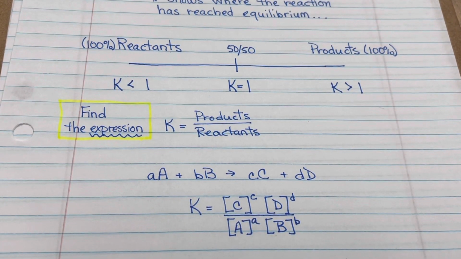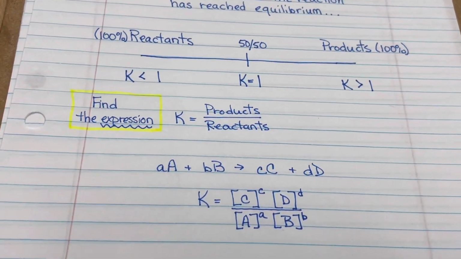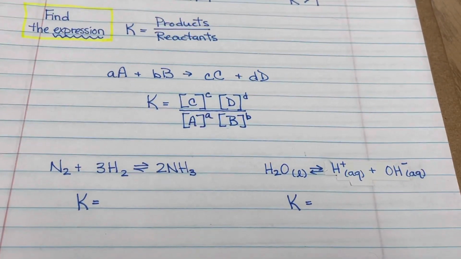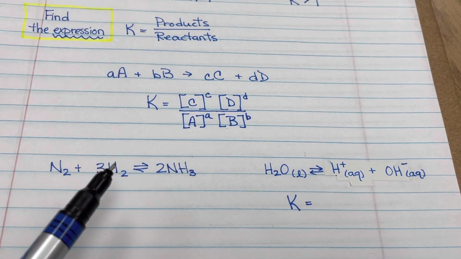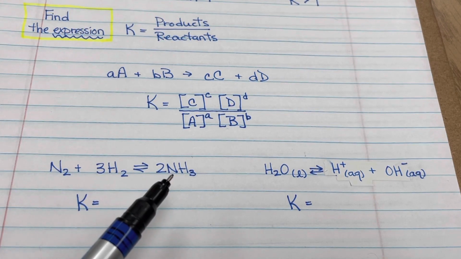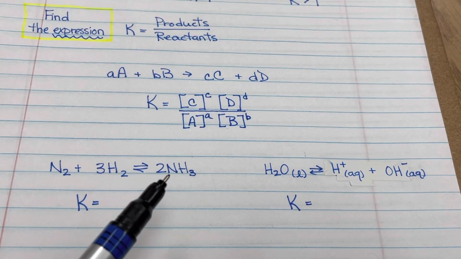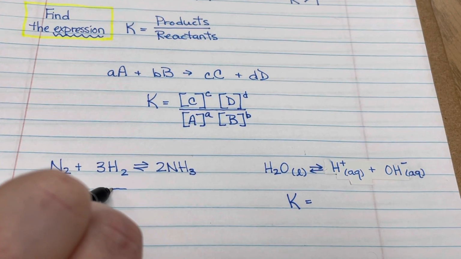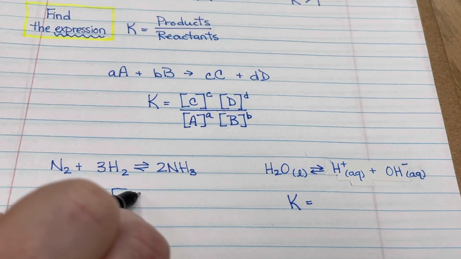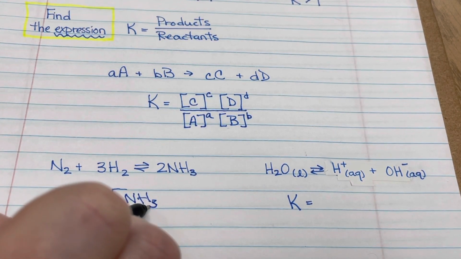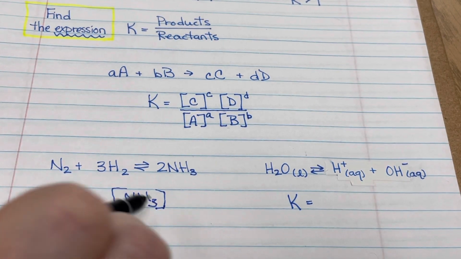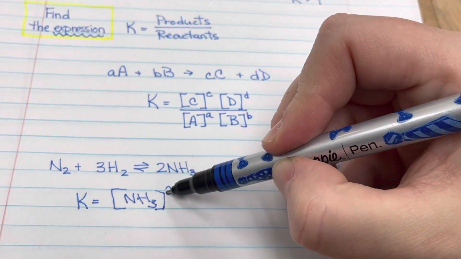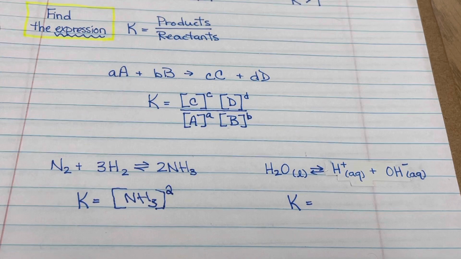Now we're going to go ahead and use a couple of different reactions and try to find these expressions. I want to start off first with the Haber process. That's our N2 plus H2 to get the NH3, or the ammonia. Taking a look here, ammonia is one of the products, so it is going to go on the top. So we're going to go ahead and write it in here. And since we have the 2 over here, we're going to use that as our power. We're going to raise it to the 2nd.